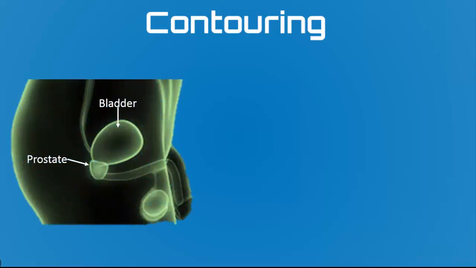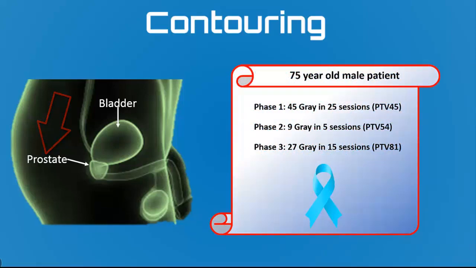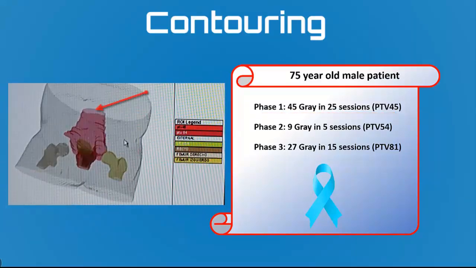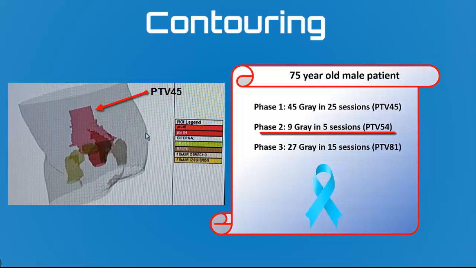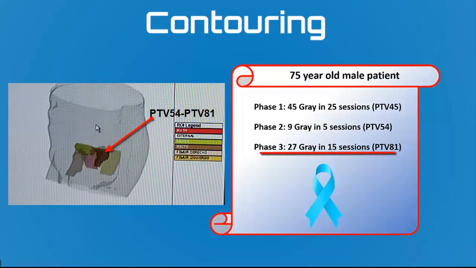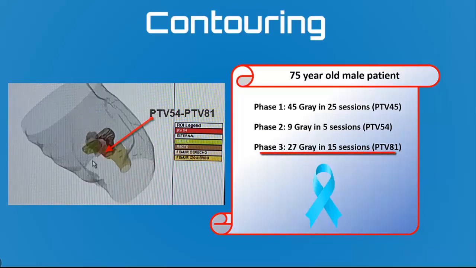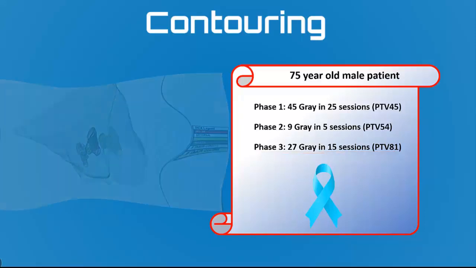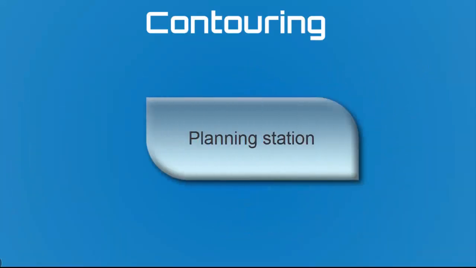Before beginning with the contours involved, we are going to define key factors in regards to this video. In our case, we have a man diagnosed with prostate cancer, and he is 75 years old. The radiotherapist has prescribed three phases. The first phase are 45 grays in 25 sessions for the whole pelvis. The second phase are 9 grays in 5 sessions for the seminal vesicles. And the third phase are 27 grays in 15 sessions for only the prostate. Once this is clearly clarified, now we head to the planning station and begin the process.